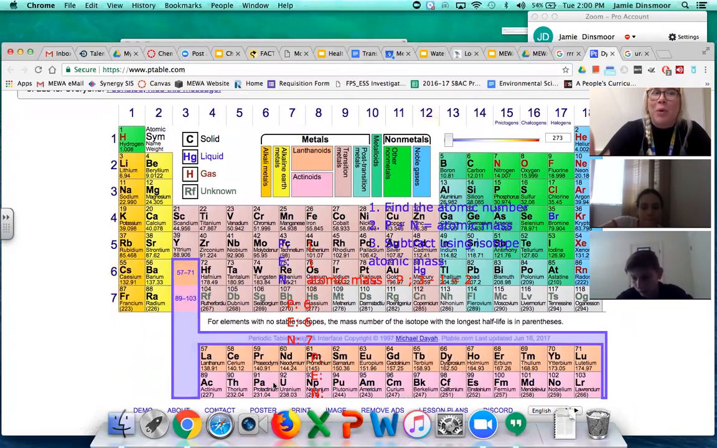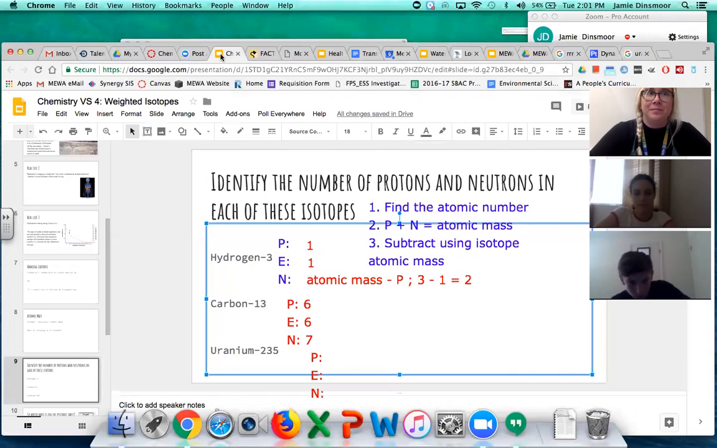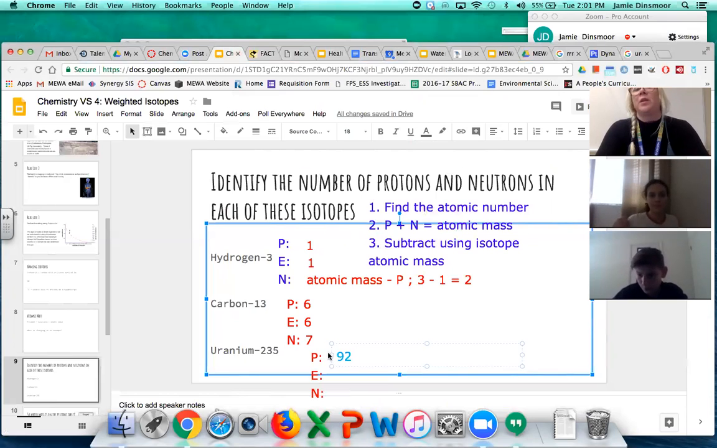So how many protons are in uranium? 92. How do we know that? It's the atomic number of the element. So then how many electrons must there be? 92, because it's a neutral atom. There's no charge. Positives and negatives have to cancel.